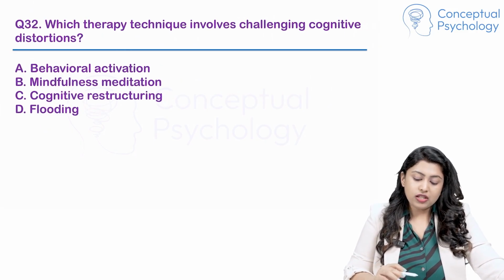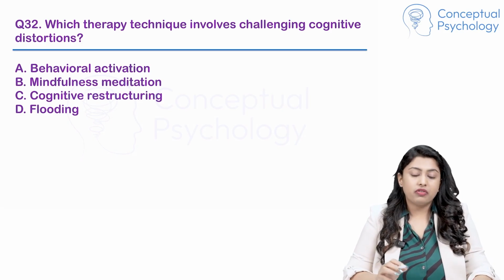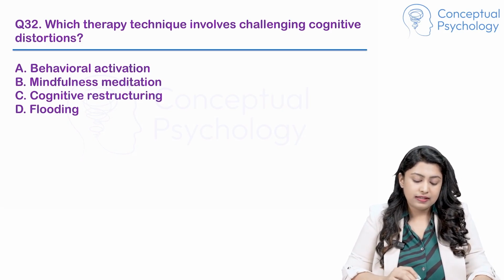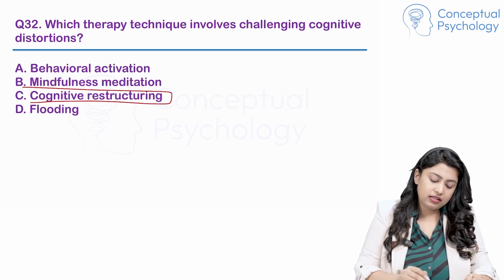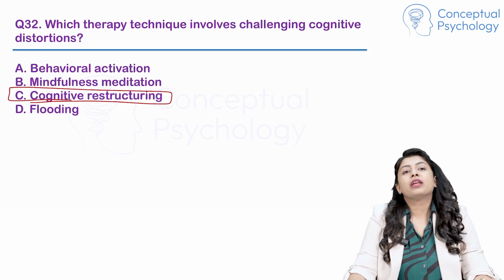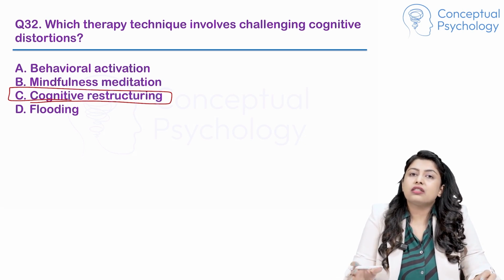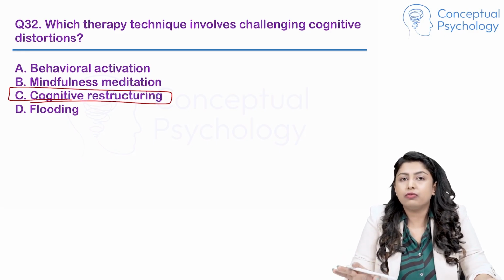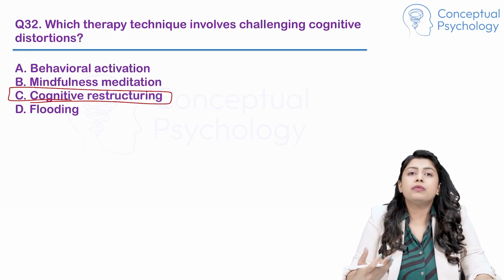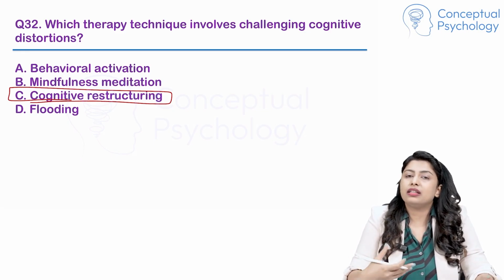Okay, which therapy technique involves challenging cognitive distortions? First is behavioral activation, second is mindfulness meditation, third is cognitive restructuring, and fourth is flooding. So here the correct answer is cognitive restructuring. So cognitive restructuring is a core CBT technique that involves identifying, examining and challenging the distorted or the unhelpful thinking patterns, and it helps replace them with more balanced or realistic thoughts.